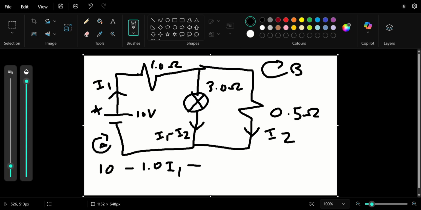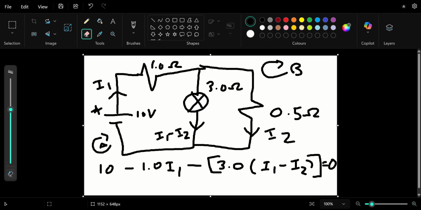Then similar principle across the filament lamp. In this first loop, we have a minus, and simply just the resistance multiplied by the current. And this is our Kirchhoff voltage law. That summation has to equal 0 in the loop. The voltage rises and falls to 0 overall.